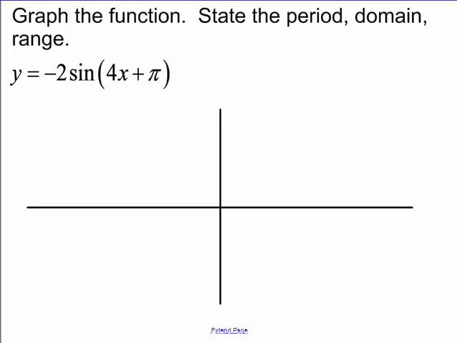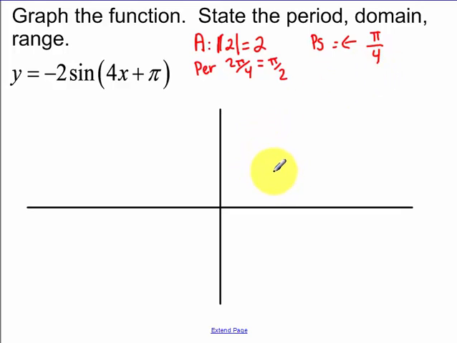Okay, graph the function, state the period, domain, and range. I always like to set up my amplitude. My amplitude is the absolute value of 2, which is 2. Our period is 2 pi over 4, which is pi over 2. And our phase shift, plus means I'm going to the left, so pi over 4 to the left. So how I graph is I put down my phase shift, negative pi over 4.